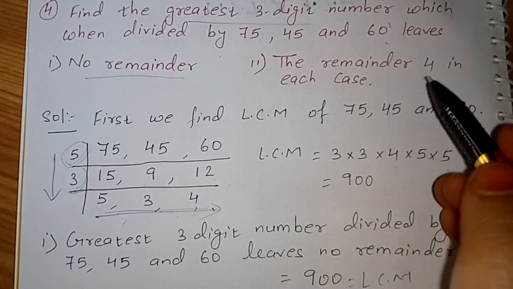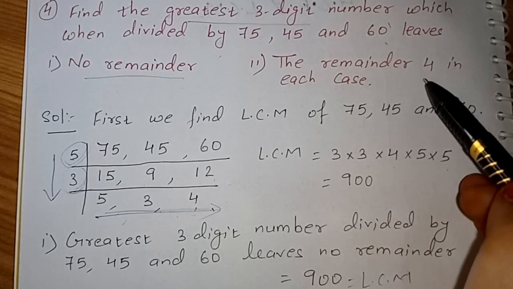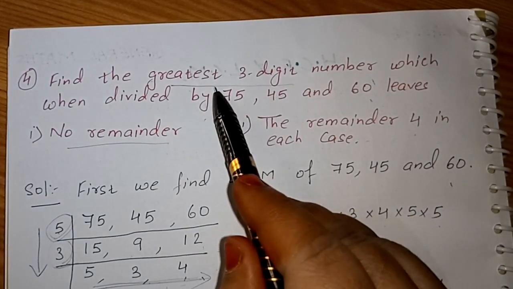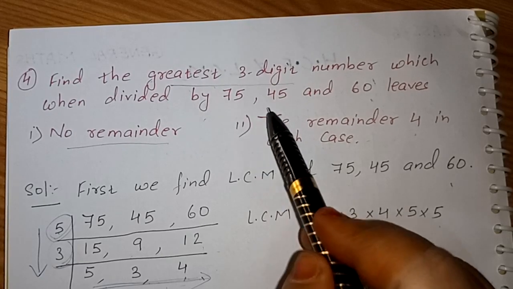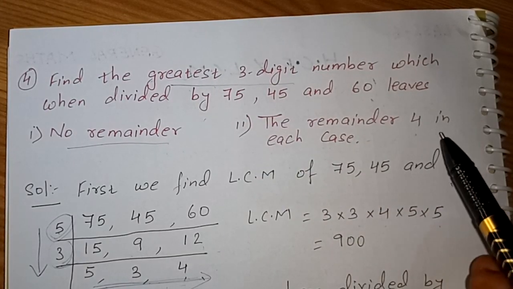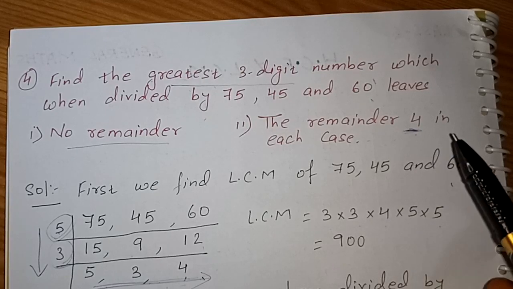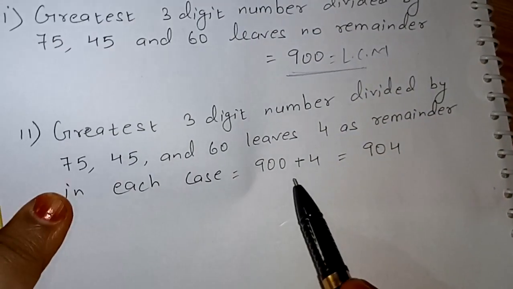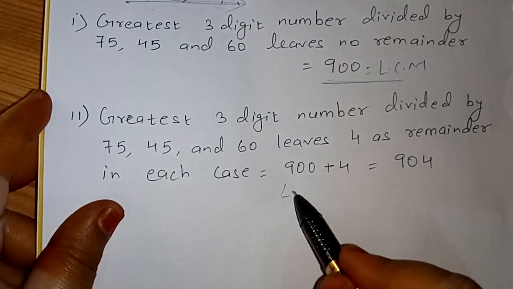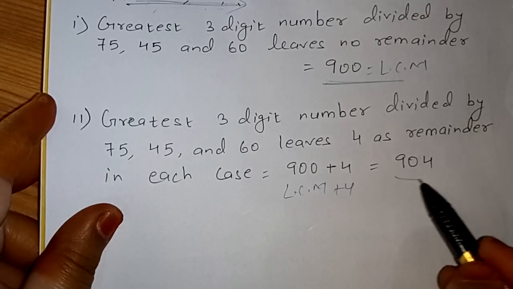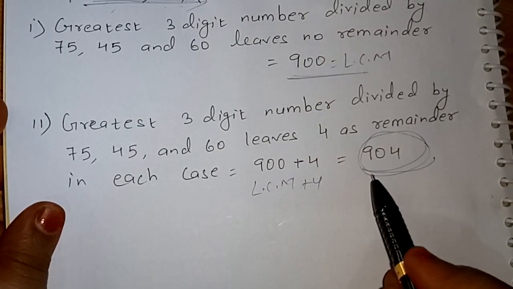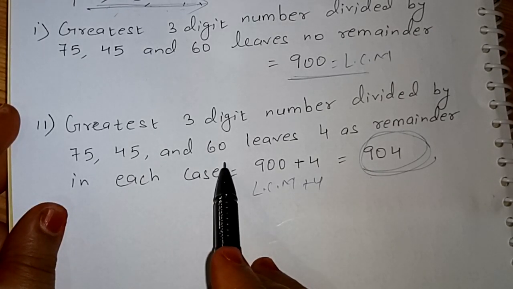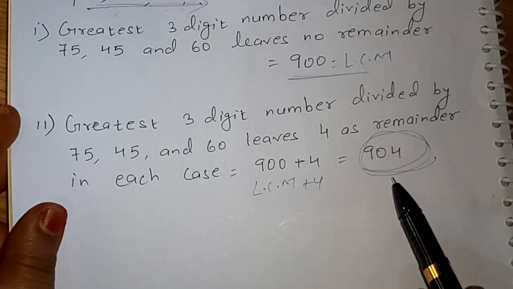Now the second case: what is given? A remainder is left. How much remainder? 4 in each case. You have to find the greatest number which is divisible by 75, 45 and 60 and leaves 4 remainder in each case. At that time, what will you do? You have to add LCM plus 4. The LCM is 900, plus 4, that is 904. So 904 is a number which, when divided by 75, 45 or 60, leaves remainder 4.